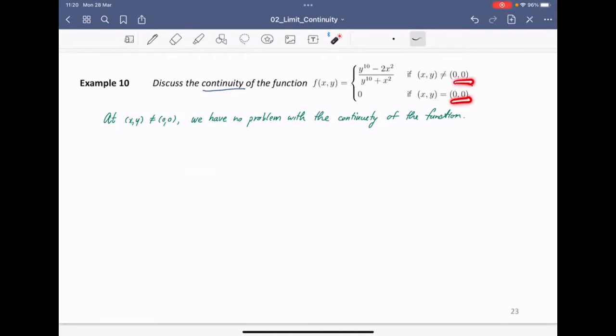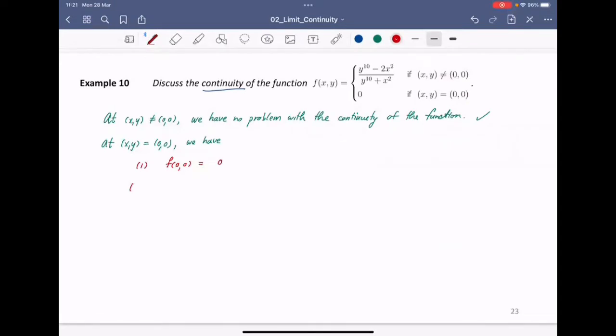The only point where you're going to have a problem is (0,0). Why is that? Because you use different functions. Near 0, you use this one. Exactly at 0, you use this one. So basically, you need to check the continuity at (0,0). All right, then at (x,y) equal to (0,0), we have, again, 3 steps, 3 conditions. Number 1, you need f(0,0), which is actually 0.